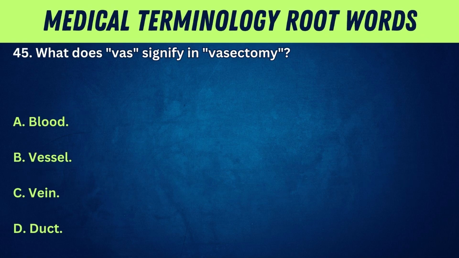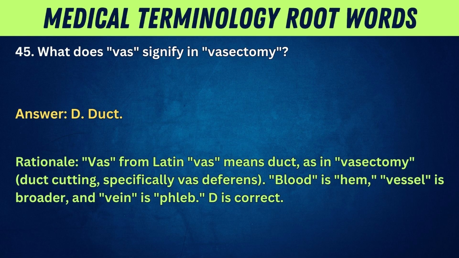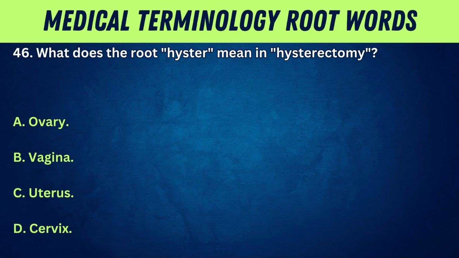45. What does vas signify in vasectomy? A. Blood. B. Vessel. C. Vein. D. Duct. Answer: D. Duct. Rationale: vas from Latin vas means duct, as in vasectomy, duct cutting, specifically vas deferens. Blood is hem, vessel is broader, and vein is phleb. D is correct.